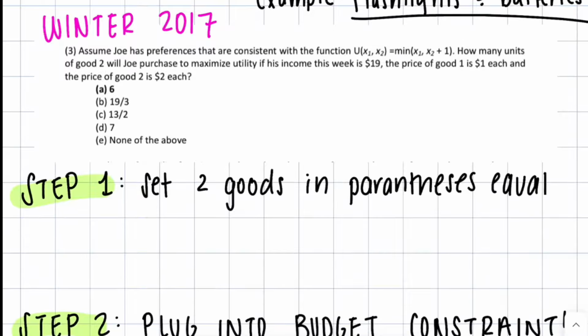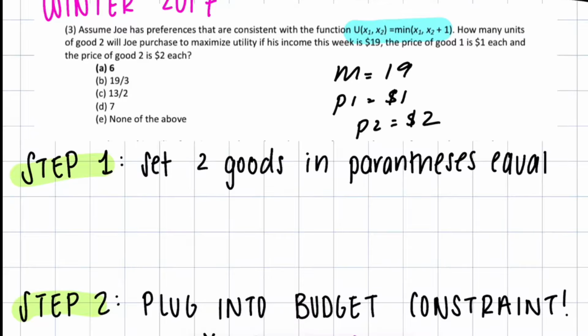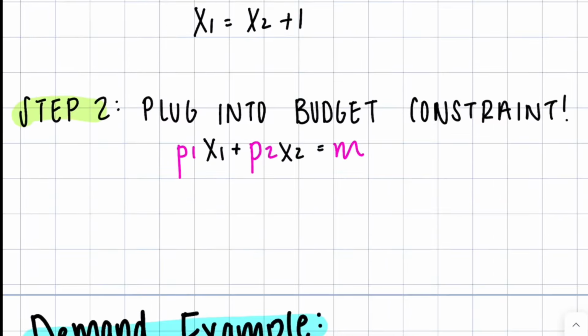For winter 2017, we have Joe has the utility function. We see that it's a perfect complement because of that min. How many units of good 2 will he use if his income is 19? The P1 is 1 and P2 is 2. So for step 1 of perfect complements, we're going to set the 2 things in the parentheses equal to each other. So we have x1 equals x2 plus 1. That's all we're going to do, and that's going to be helpful when we plug in for our budget constraint.